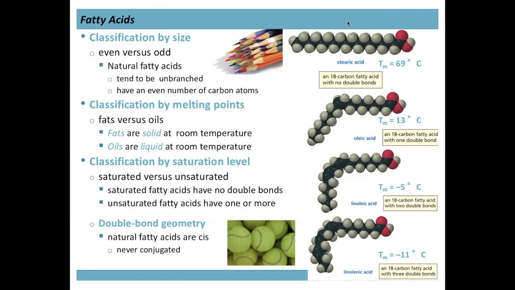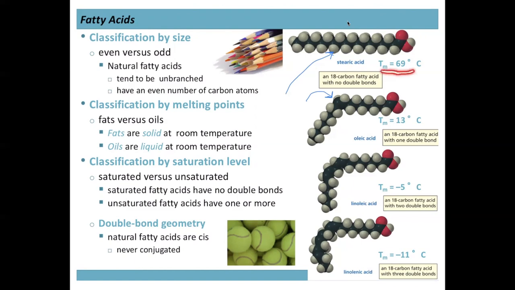What we mean by saturation level is if they have as many hydrogens and carbons as possible, meaning all sp3 CH bonds, then we would refer to that as a saturated fatty acid. If it has a double bond, then they tend to be in the cis configuration, and these are referred to as unsaturated, meaning that we could actually add more hydrogens to them.